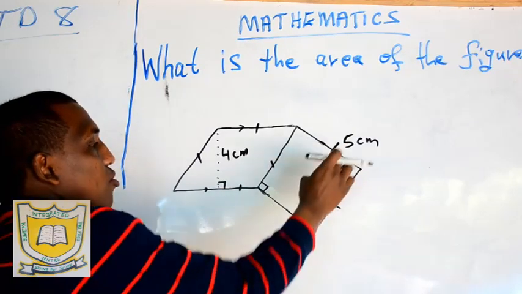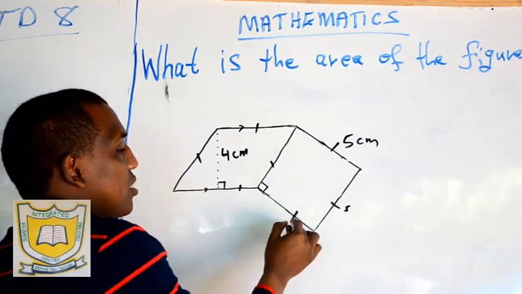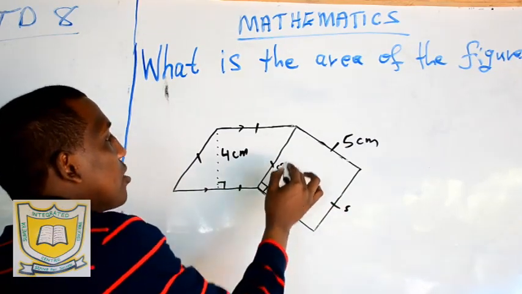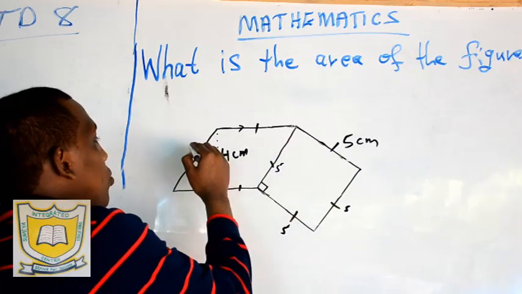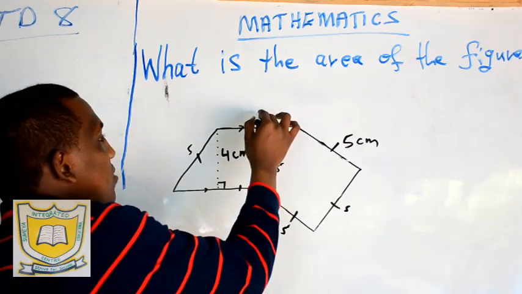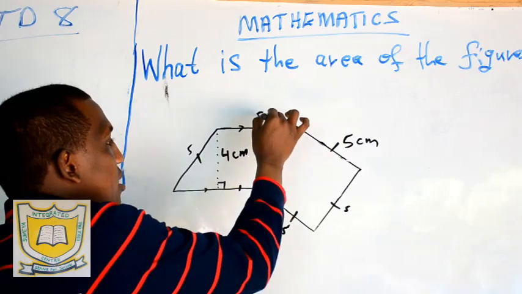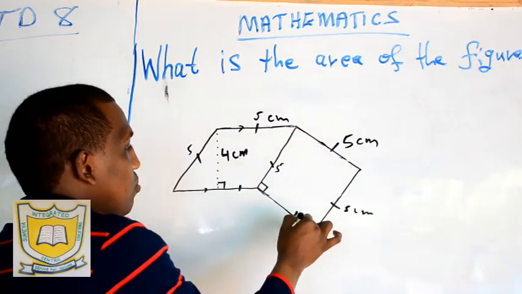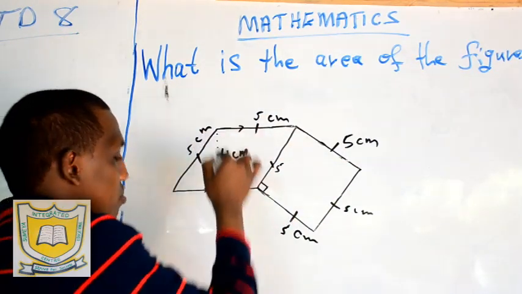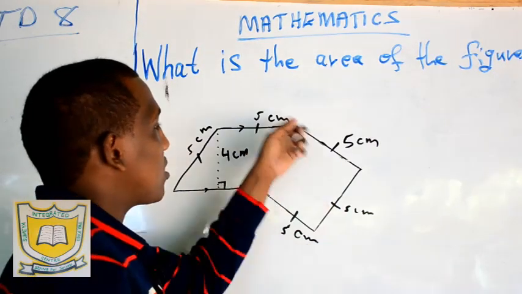Remember, here is 5. All sides are 5. Here is 5. Here is also 5. And here is 5, because those signs show that they are the same. 5 centimeter, 5 centimeter, 5 centimeter, 5 centimeter. So this sign shows that these sides are equal.